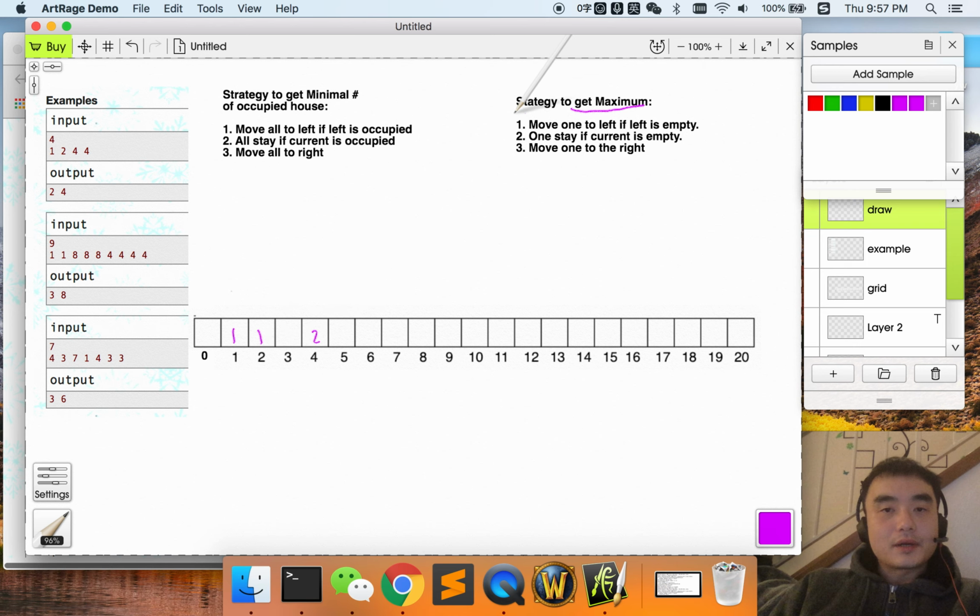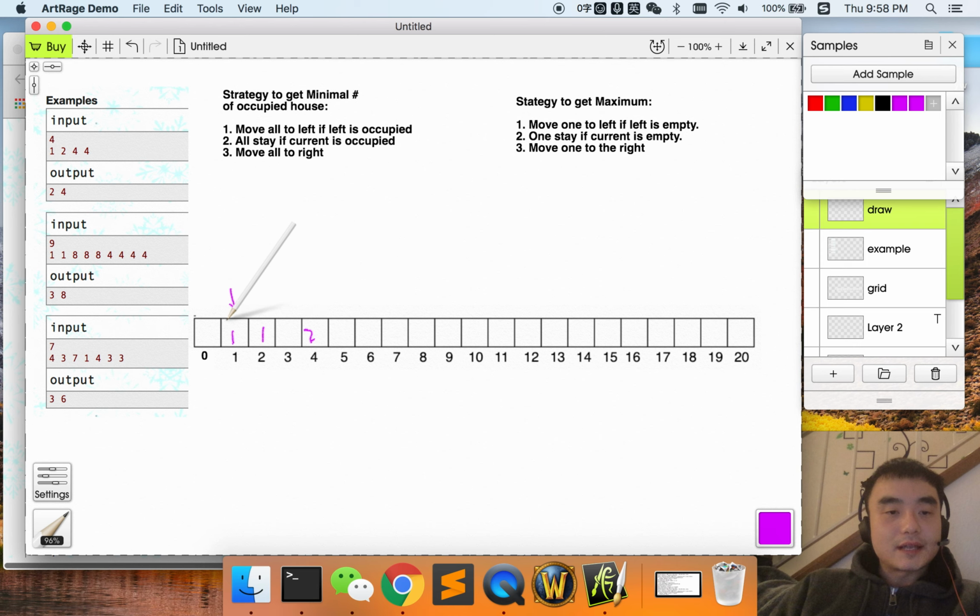So the key point for this strategy is exactly the opposite of this one, right? So we want to spread the people as wide as possible, right? So let's still use the pointer to move from leftmost house to the rightmost, right?